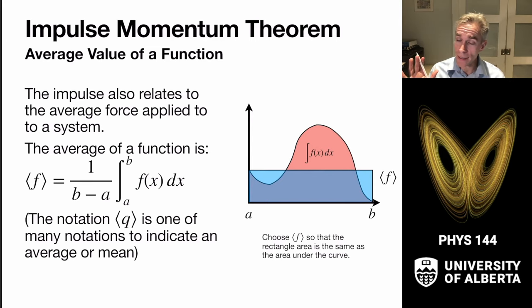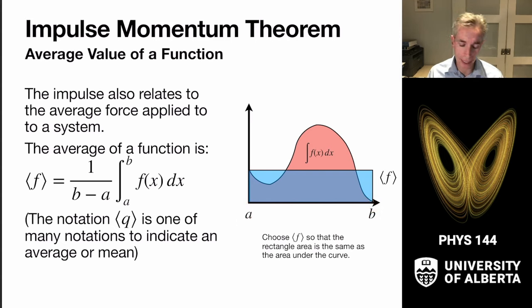So that integral there is going to have some value when I integrate it from a to b. We're going to define the average value of a function using this little notation here as the height of a rectangle that has the same area as the pink area. So we basically know that the area of a rectangle is the base, which is b minus a, this distance here, times the height, which is the average value of the function.